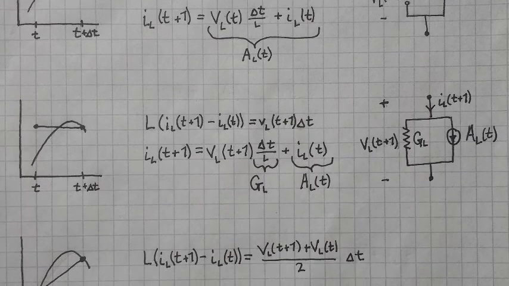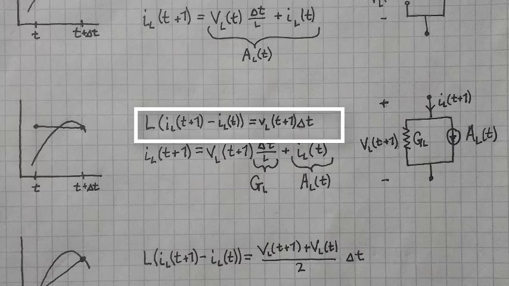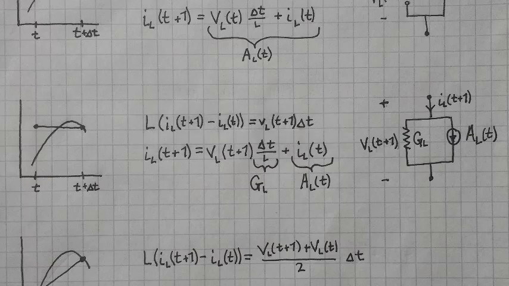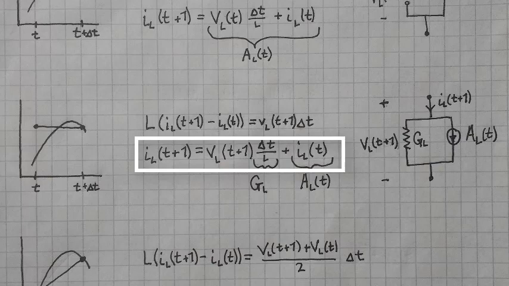Evaluating this integral using Euler's backward approximation, we take the value at time t plus delta t and assume that the value holds constant over the entire duration of delta t. With the Euler backward approximation, we get the equation L times IL of t plus 1 minus IL of t equals VL of t plus 1 times delta t. We can put this in terms of IL of t plus 1 as IL of t plus 1 equals V of L of t plus 1 times delta t over L plus IL of t.